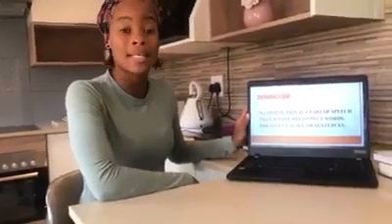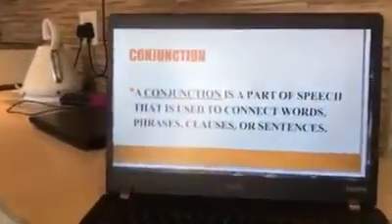A conjunction is a part of speech that is used to connect words, phrases, clauses, or sentences together. So meaning that it is that one word that puts 2 sentences into one whole sentence. Usually examples of conjunctions are and, because, therefore, or, moreover, and so forth. So such words are used to connect 2 sentences or 2 clauses together.